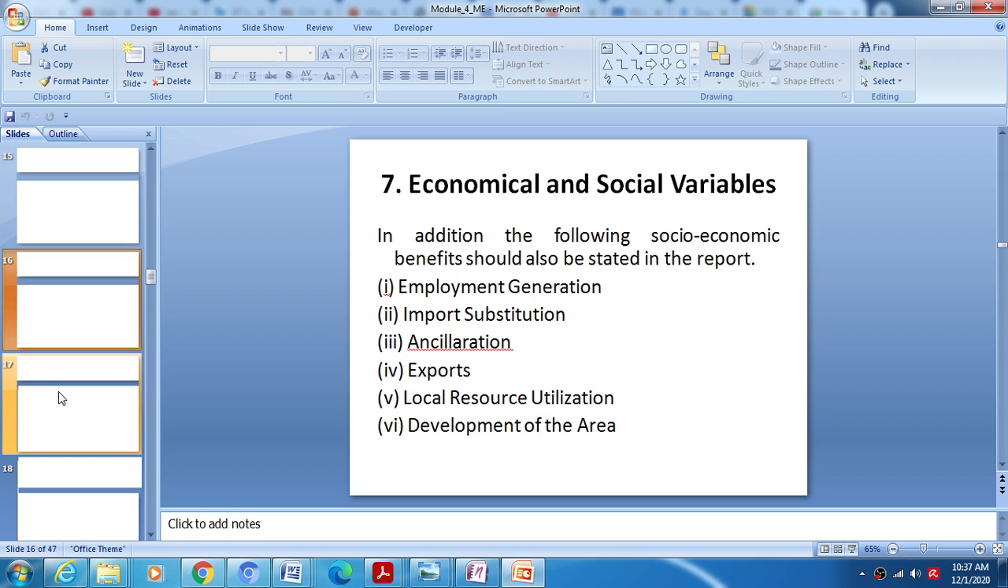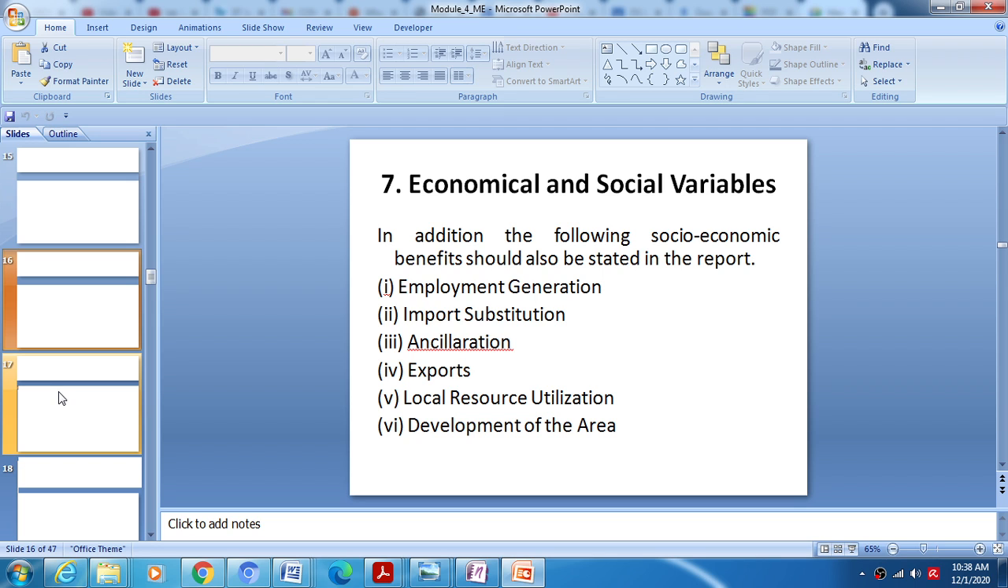Okay, so if you can generate employment in huge quantity, then your social responsibility holds good in this particular situation. The next one is import substitution. For example, if there is a similar product which has been imported in larger quantities from some foreign countries, and if you're producing the same product, then you can have a substitute for that import product. That could also be a social impact or an economic impact as well.